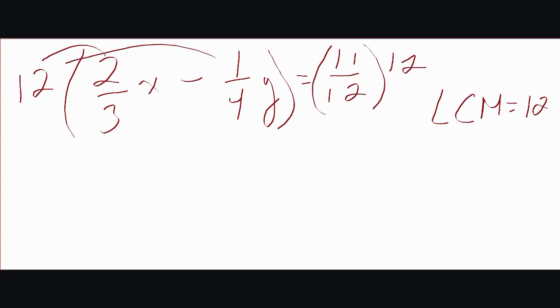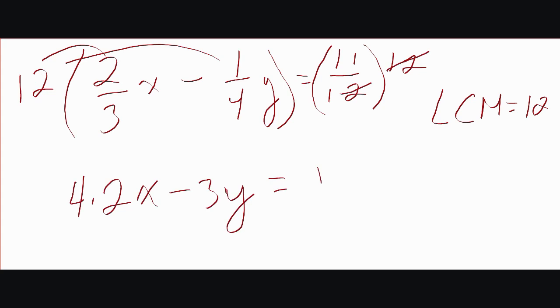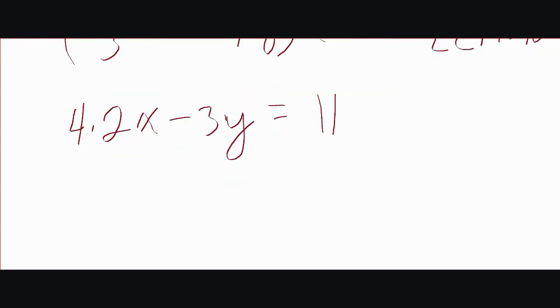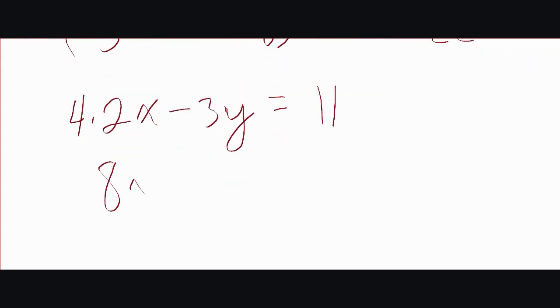Now, when we distribute this across, what happens? Well, we know that 12 and 3 would cancel out and make a 4. So really this is 4 times 2x. We know that the 12 and the 4 would cancel out and leave us with a 3. So minus 3 times y, because 3 times 1 is 3. This is equal to, well, 12 and 12 go away and we're left with just 11. Simplifying this one step further, that gives us 8x minus 3y, which is equal to 11.